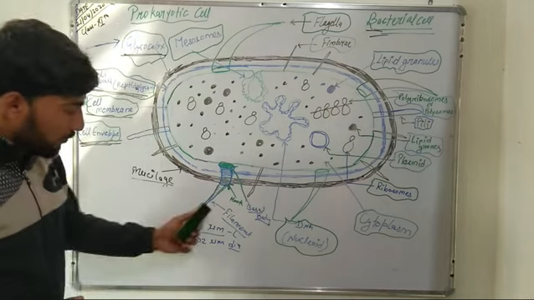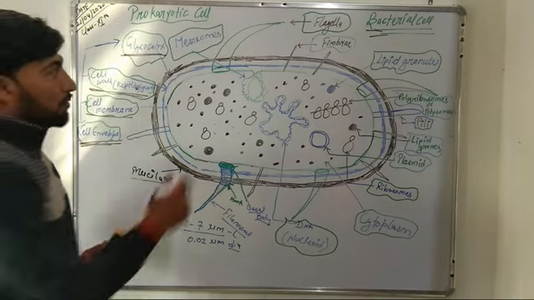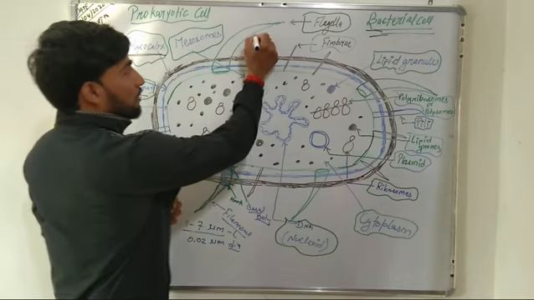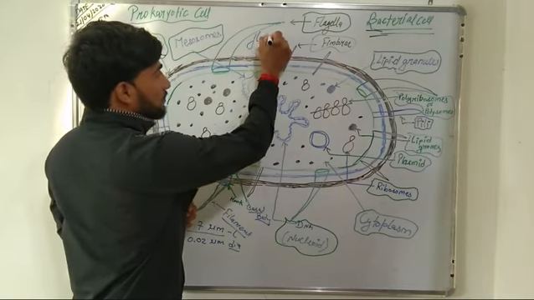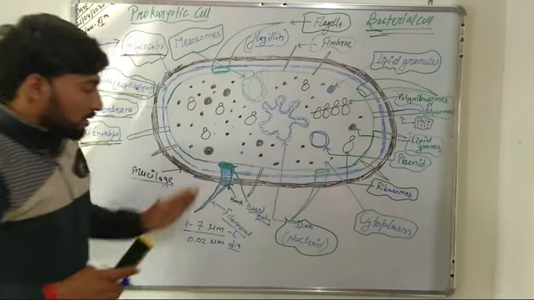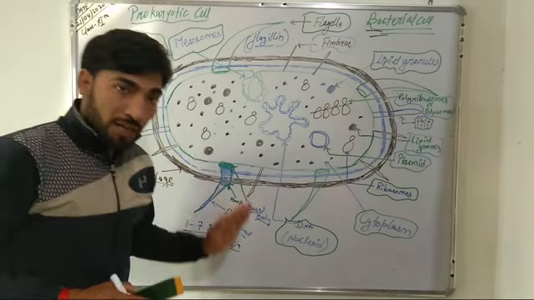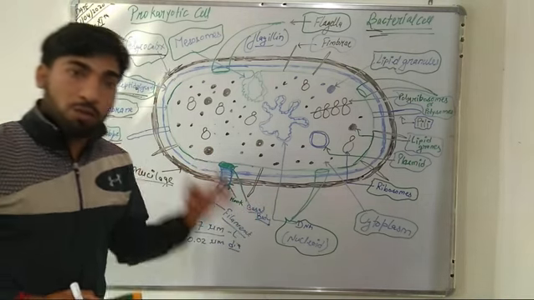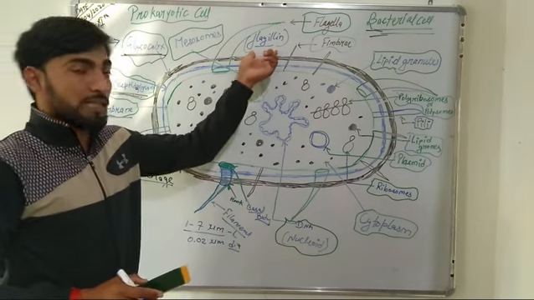Further, these flagella are made up of flagellin protein. They are finger-like or hair-like structures, or tubular structures, which are made up of flagellin protein.